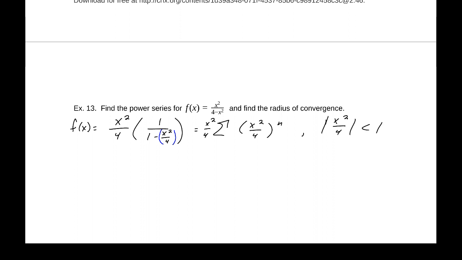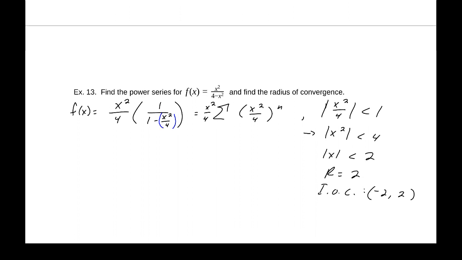Let's go ahead and rearrange this. That'd be the absolute value of x squared being less than 4, and taking the square root, because we can do that, absolute value of x is less than 2. All right, so our radius of convergence is 2, interval negative 2 to 2. I don't know anything about the endpoints, so I'm leaving it there.